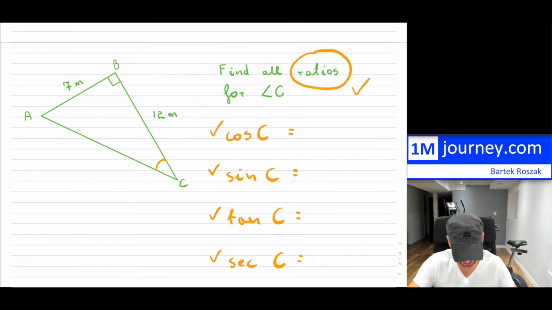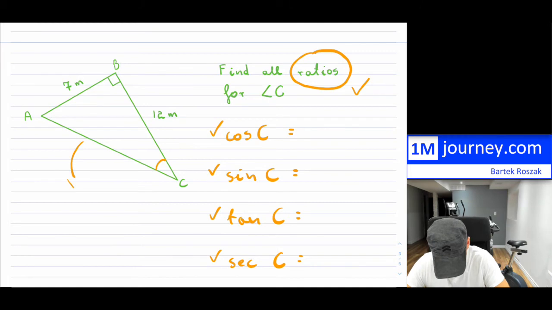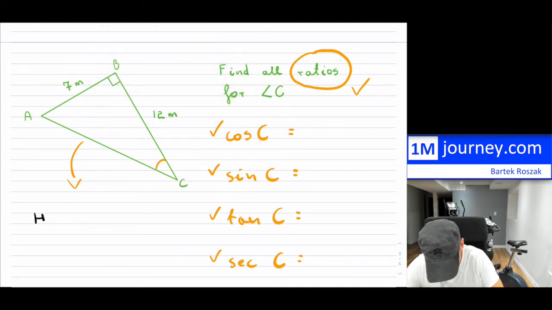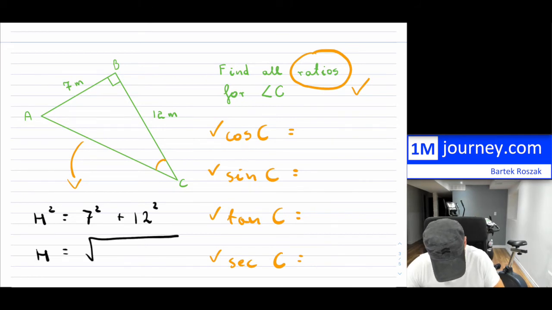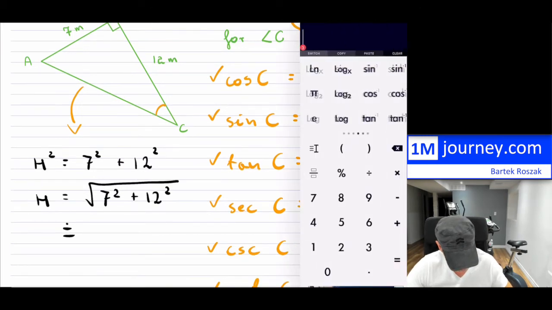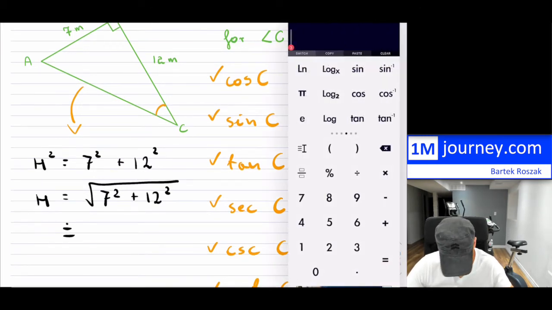Now, I don't actually have the hypotenuse, so I can find it. My hypotenuse squared is equal to 7 squared plus 12 squared. That's just the Pythagorean theorem. So h is equal to the square root of 7 squared plus 12 squared. And we'll estimate it, so that little dot means we estimate. And so what would that be?